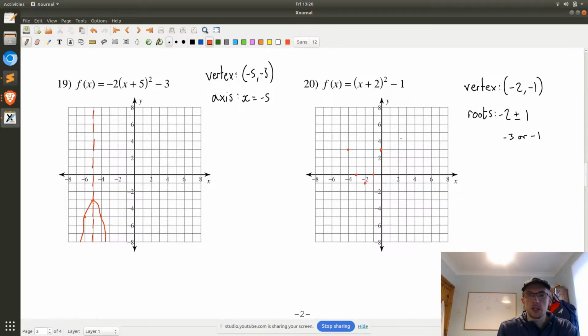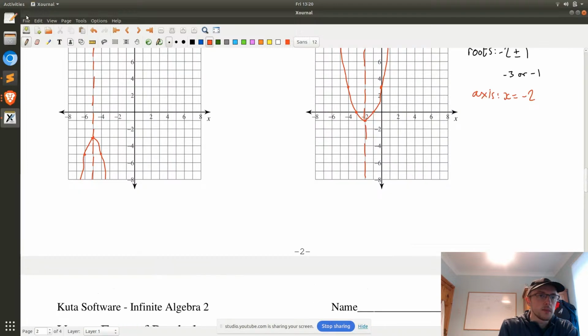And then putting in 1, we have 1 and 2, which is 3. 3 squared is 9, and 9 take 1 is 8, so there. And we have a matching one there. So the vertex is -2, -1, and the axis of symmetry is x equals -2. Kind of like that. Okay, all complete.